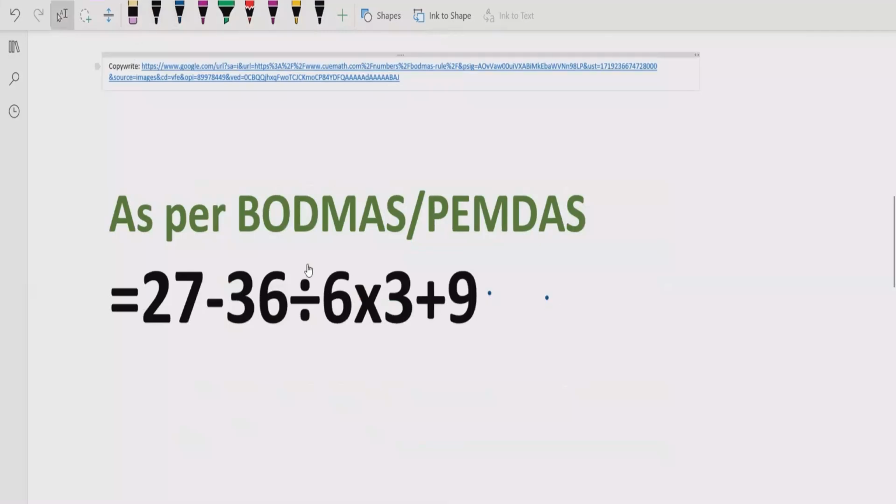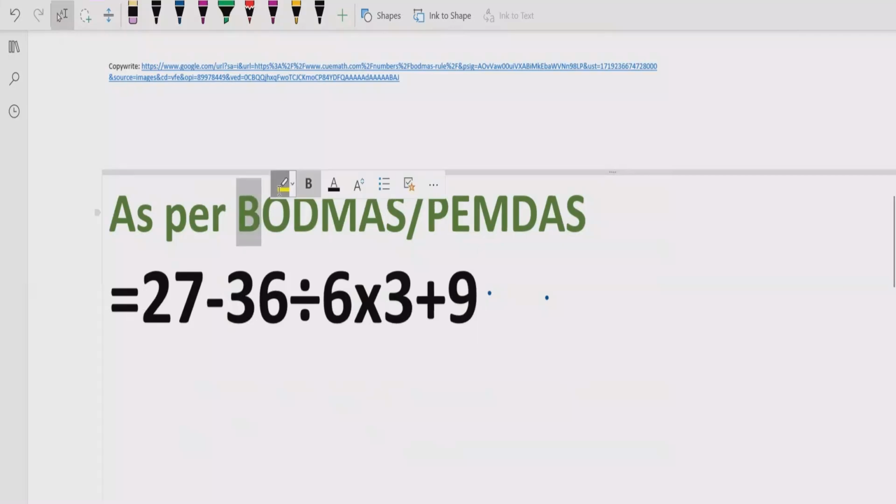As you can see, we have here 27 minus 36 divided by 6 multiplied by 3 plus 9. First of all, we have to look at the brackets. In our expression, we do not have any bracket, so we will skip this step. Now, step number 2 is to solve the exponent part. We do not have any exponent either, so we will skip this step as well. Step number 3, we will solve division and multiplication right now.